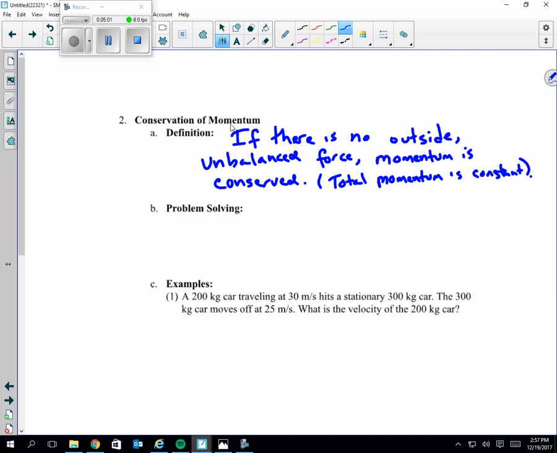So when we're doing problems for energy, we pick a point, maybe the top of the hill, and another point, maybe the bottom of the hill, and the total energy at both of those points is equal. It's going to be the same type of thing, but instead of two positions, we're going to do a before and after. So we're going to draw a before and after.